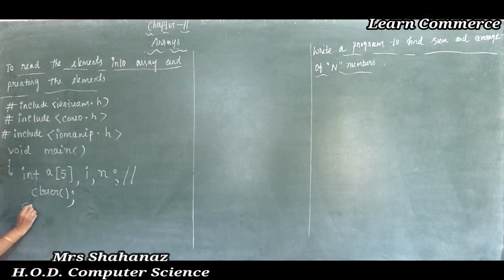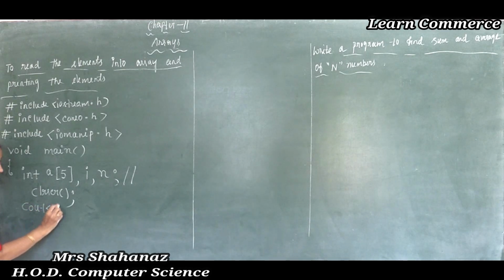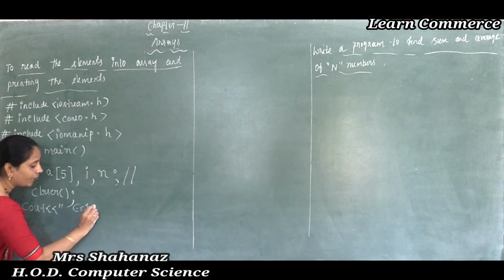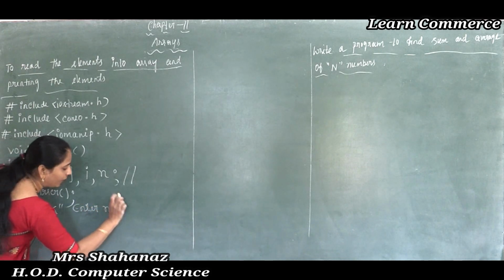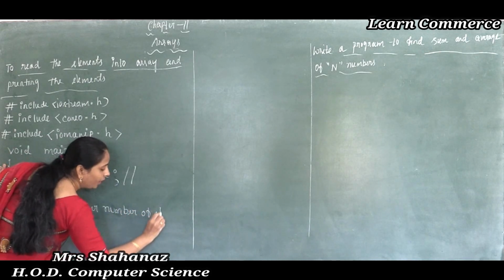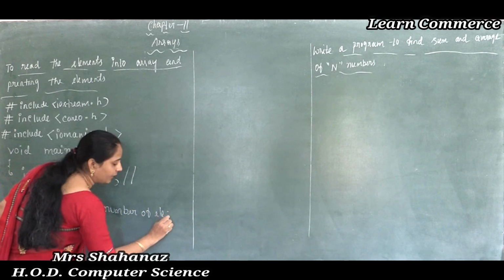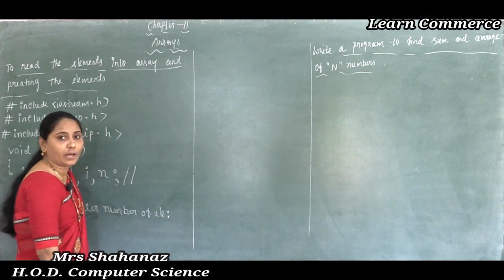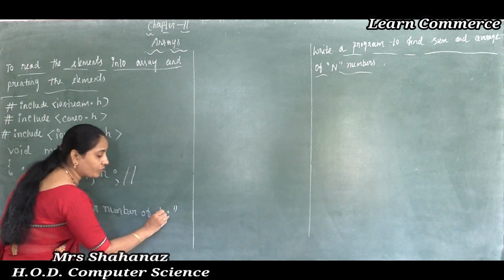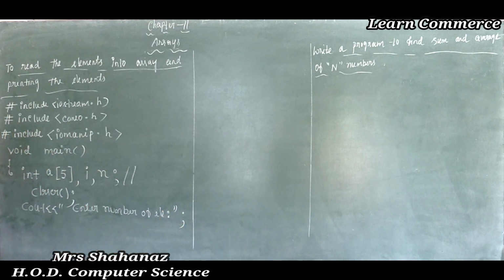So just I am using one message, that means in case you wish to write any message by using cout and the operator, opening of the double quotation, and next I am using "Enter number of elements", and next I am using the colon to make my message attractive, and later closing of the double quotation and the semicolon, okay.